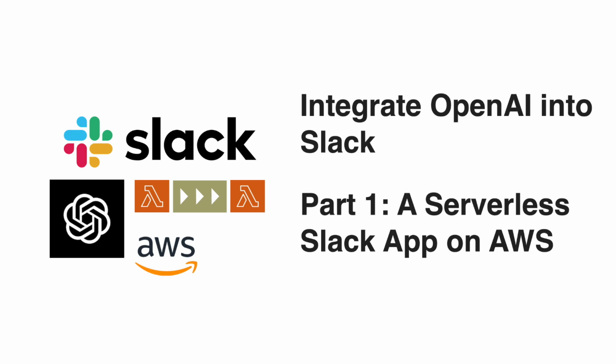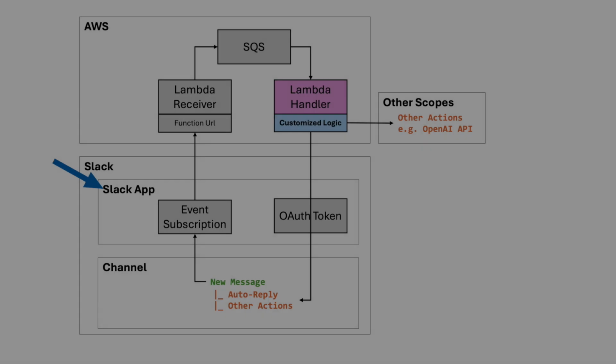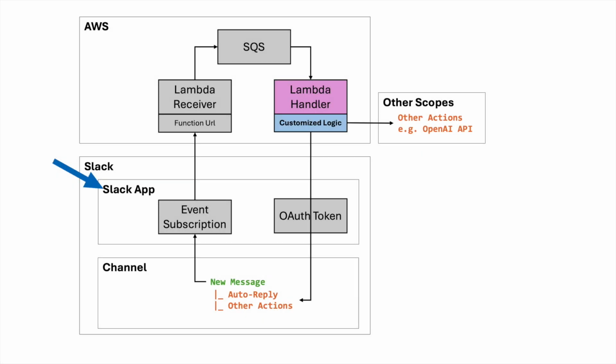Now let's briefly go through the design first. We will need to create a Slack app. It will subscribe to Slack events, such as the event of new messages appearing in channels. This Slack app also needs permissions to read, write, and reply to messages, which we will see later. When new messages arrive, a Slack event is delivered by our Slack app.